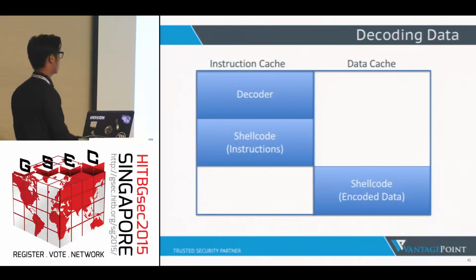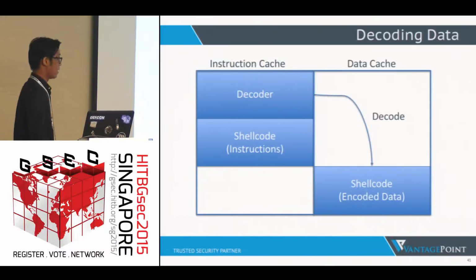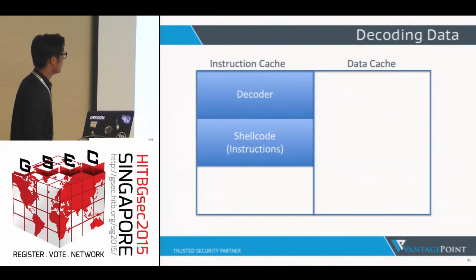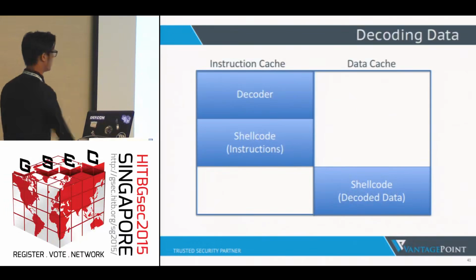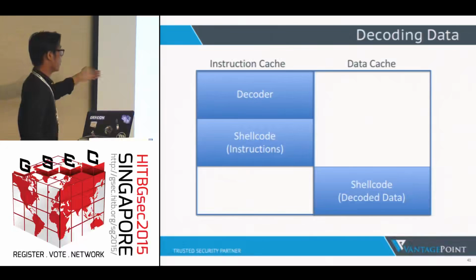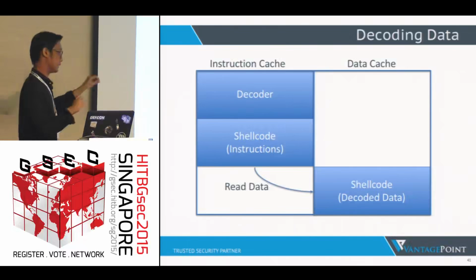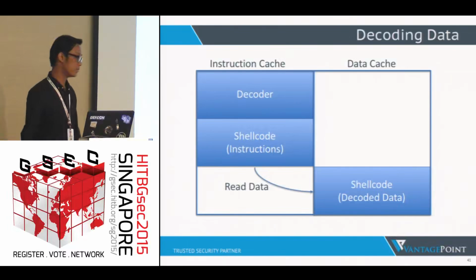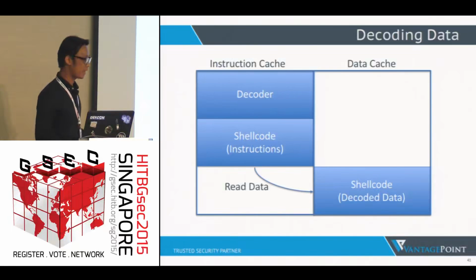So when you pass the shellcode over, the decoder will decode just the data portion, which is encoded. You encode it in advance. And when it's decoded, you have the decoded data. So when the shellcode executes, it reads the data from the data cache. It doesn't read the data from the instruction cache. Makes sense, right? Because it's data. And that's why it bypasses the cache incoherency. Your instructions will run perfectly fine.